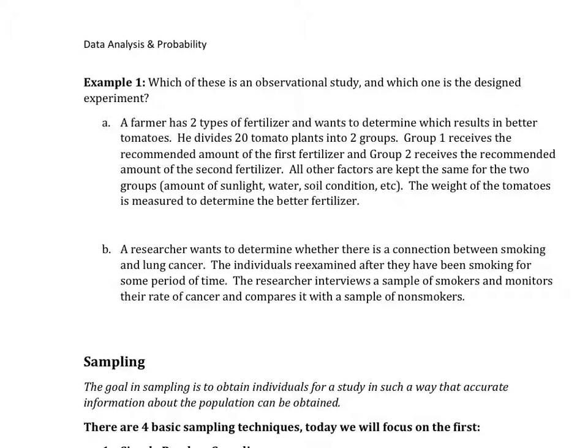All right, so for the first one, the farmer wanted to test two fertilizers, so he gave half of his plants fertilizer 1, the other half fertilizer 2, kept everything else the same, and then weighed tomatoes at the end. Is this a designed experiment or an observational study? This is a designed experiment because they're receiving a fertilizer. He is giving fertilizer to the tomato plants. He is applying the treatment of fertilizer. So this is a designed experiment.